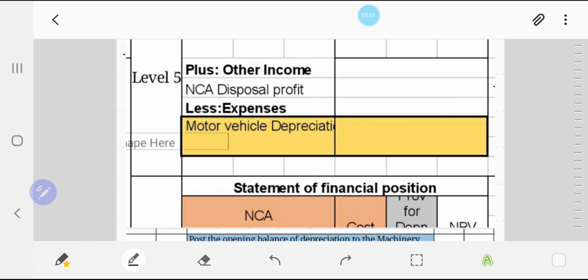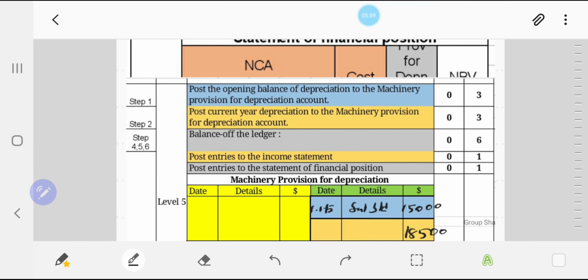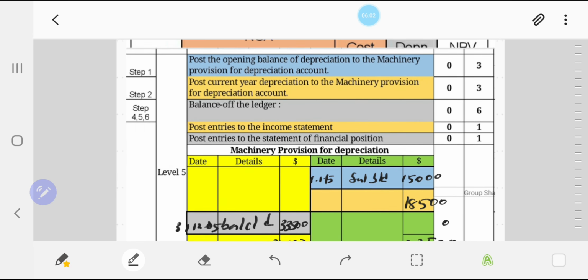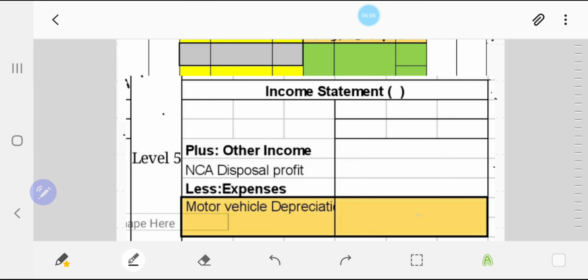Now let's post this to the income statement. Now you can see machinery depreciation for the current year is 18,500. So let's post 18,500.